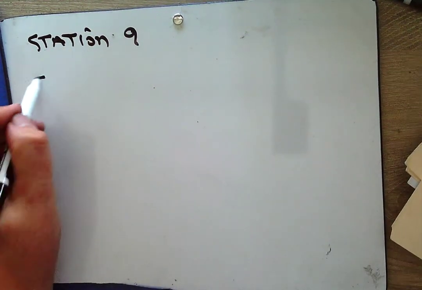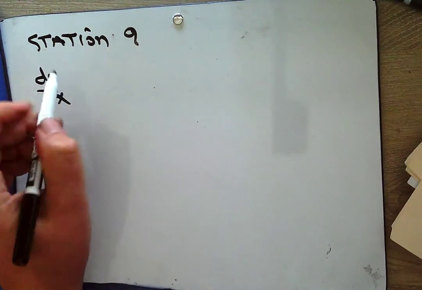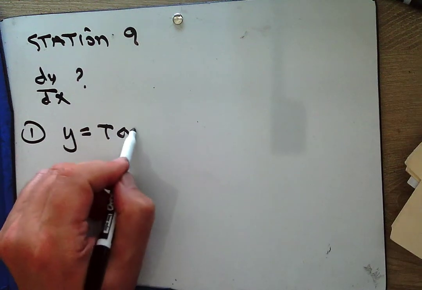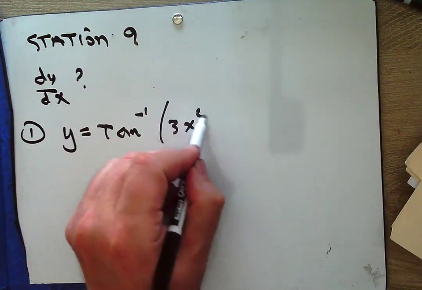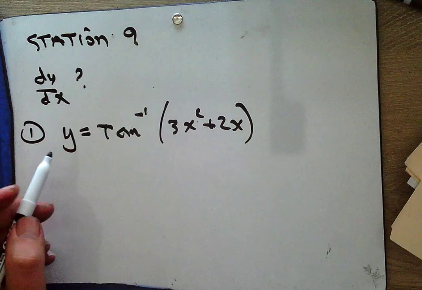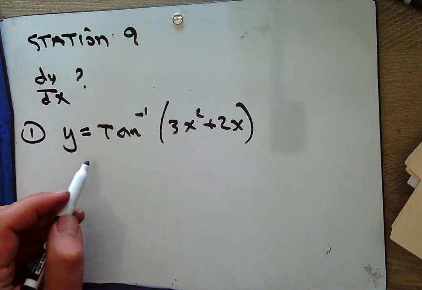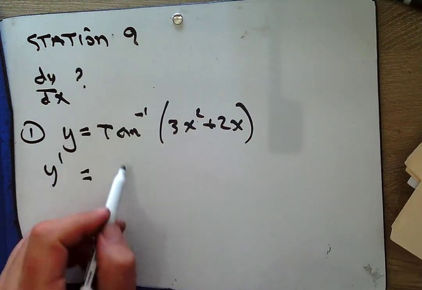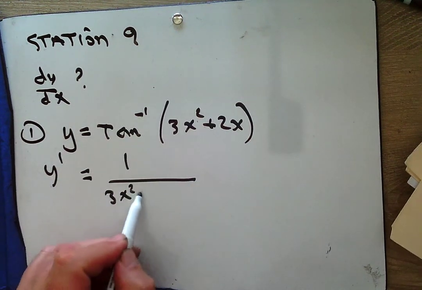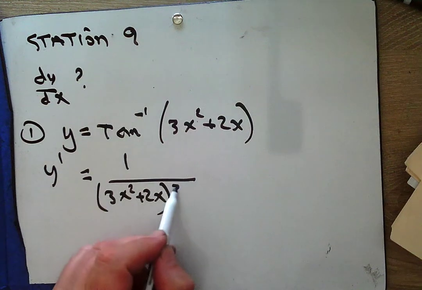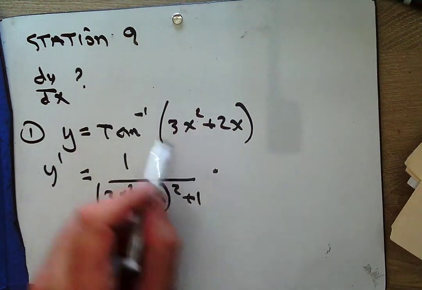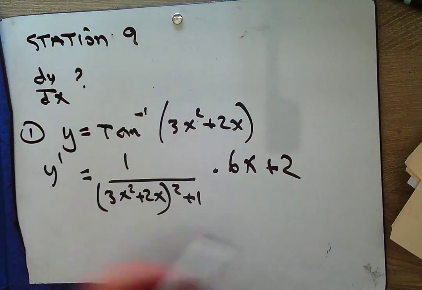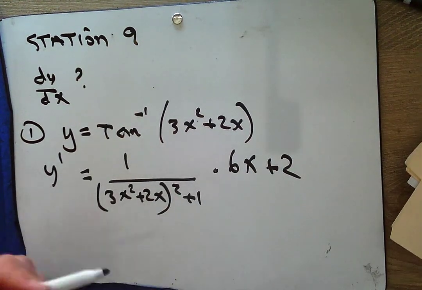Station 9 says find dy dx in each case. Okay, 1, y equals tangent inverse of 3x squared plus 2x. Okay, chain rule. Give it a try. Come back. Y prime is 1 over stuff squared plus 1, times the derivative of stuff. Yeah, I'm not going to put it. No, move on.